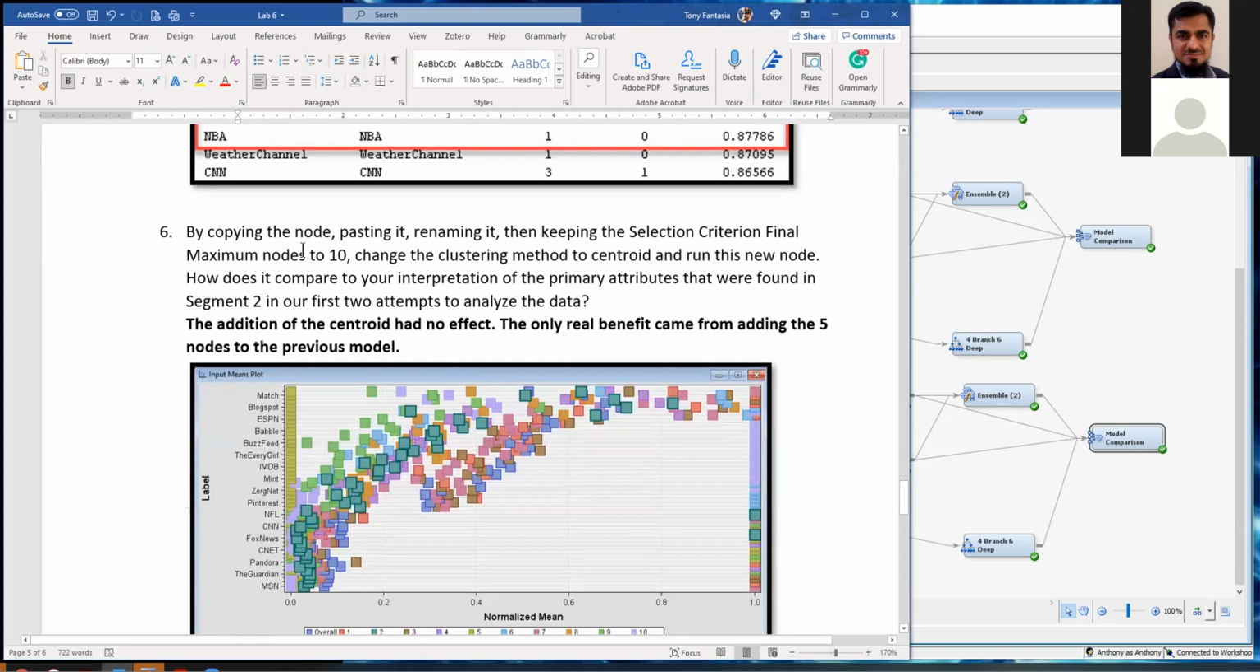So for number 6, doing the same thing, copying and pasting the new node maximum 10, but changing it to a centroid clustering method. How does it compare to the interpretation of the primary attributes found in segment 2 for the first 2 attempts? And honestly, there was no visible benefit to changing to centroid.